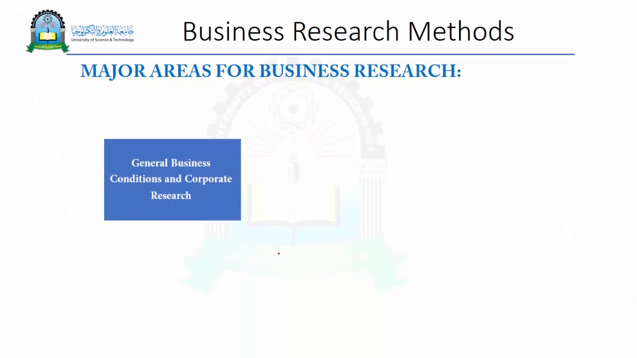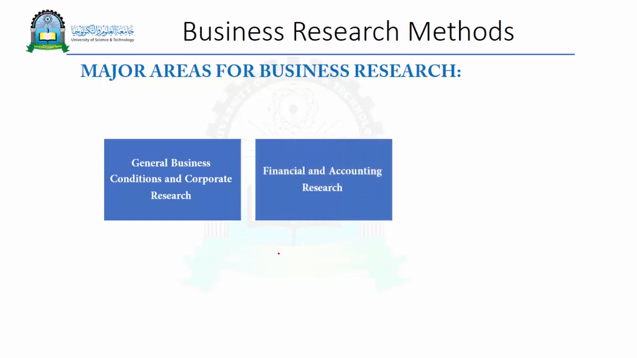We have major areas for business research. When we do business research, we are doing the research on the major areas of business, which are also related to the major functions of the organization. When we talk about the functions of the organization, we are talking about 4 main functions and other supporting functions. The main functions are marketing, human resource management, financial management, and operation, or production and operation management.